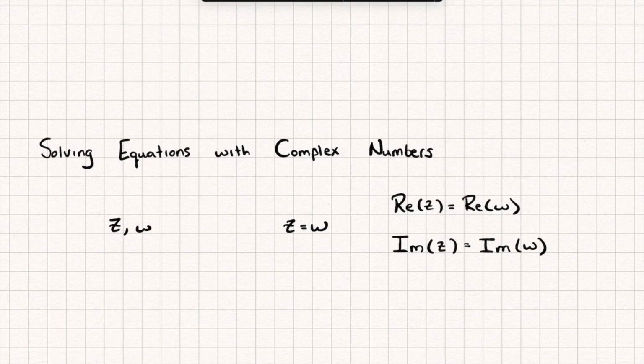So our two complex numbers are going to be equal when their real parts are the same and their imaginary parts are the same. And this is going to be a really key thing to help us solve these equations. Initially this might seem like a really obvious statement to make.